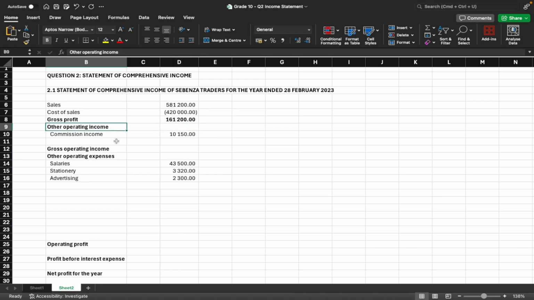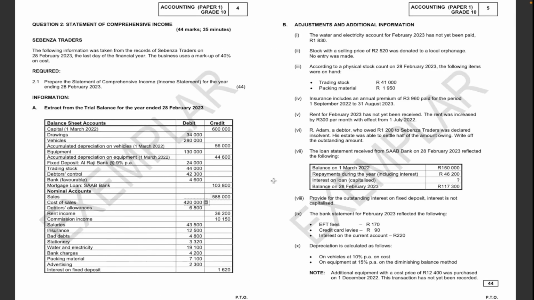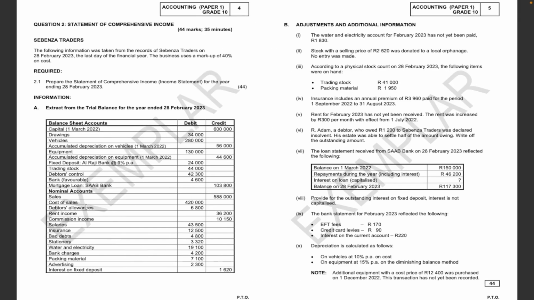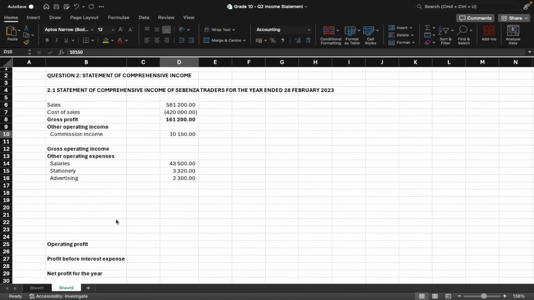Next, we do our other operating income. The first one is given there, other income, 10,150 rand. Where did they get that? Well, under the nominal account section, you can see here on the credit side. Remember, all our income will be sitting on the credit side under the nominal account section. Okay, so we will see here 10,150. Commission income has already been put for us there, so we didn't have to do anything.